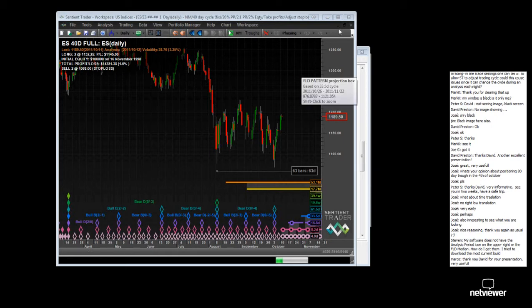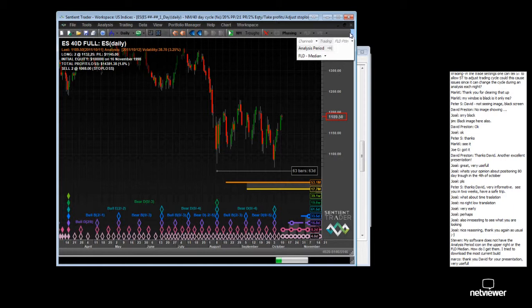Stephen, my software does not have the analysis period icon on the upper right or the FLD median. How do I get them? I tried to download the most current build. Stephen, the reason why that has happened is regrettably because of a Windows issue. It has to do with the resolution of your screen, and I can replicate it for you. If I reduce the size of my Sentient Trader window, as I have done now, you'll see I have replicated your problem. There is no analysis period, and there is no FLD pattern button at the top right there. You see they've disappeared.